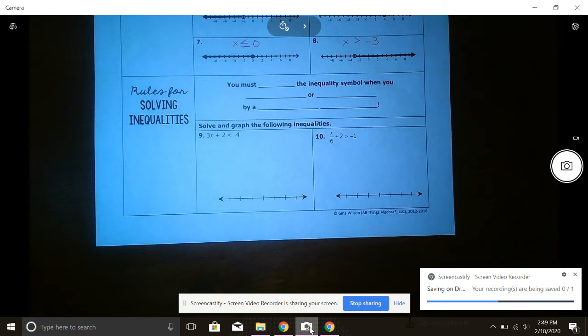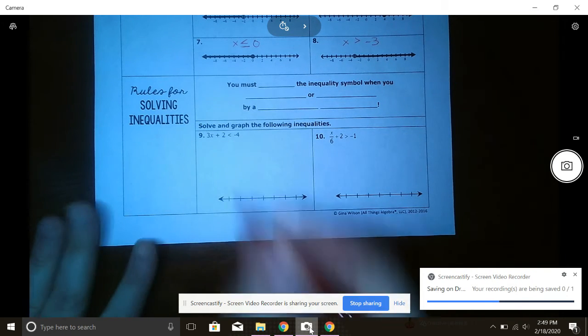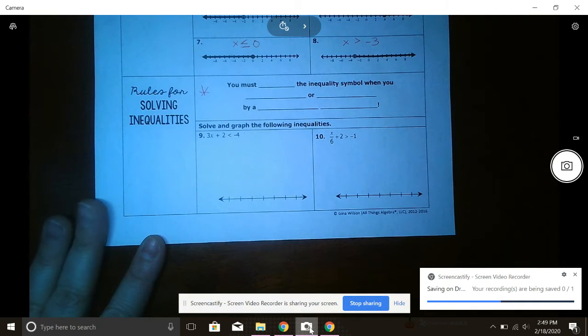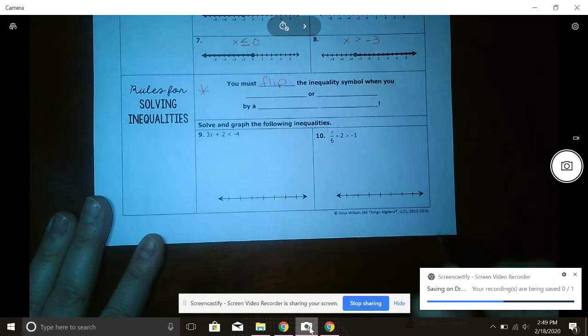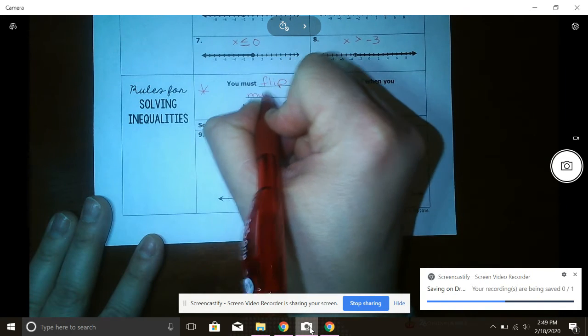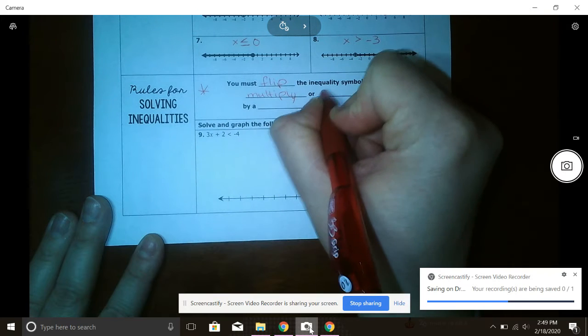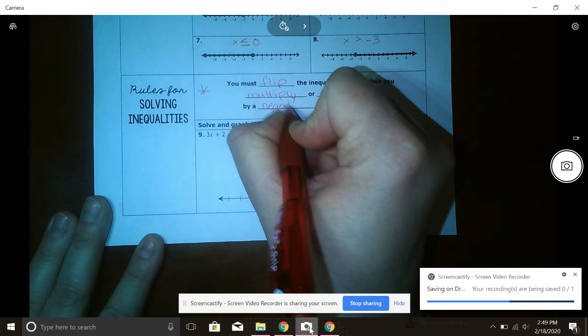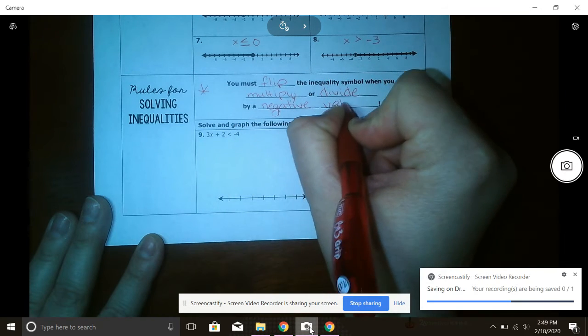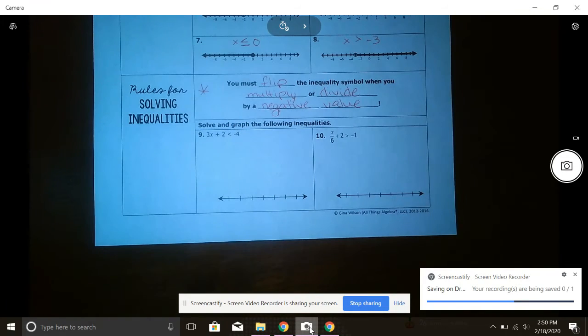Solving inequalities is a whole lot like solving equations, but there's this mega difference right here. Fill this in with me. You must flip the inequality when you multiply or divide by a negative value. Now, it won't happen all the time, only when you multiply or divide by a negative value.